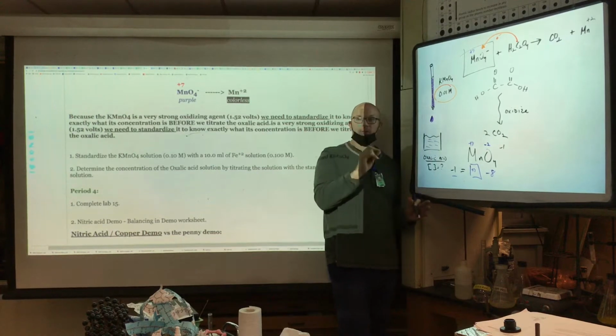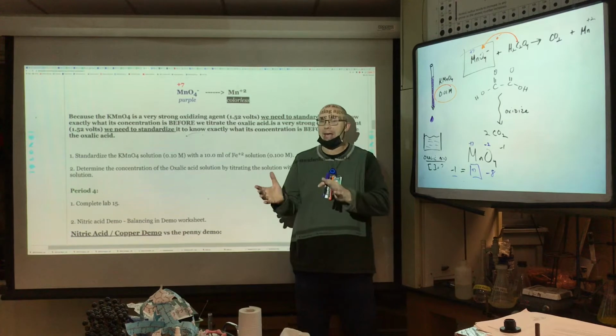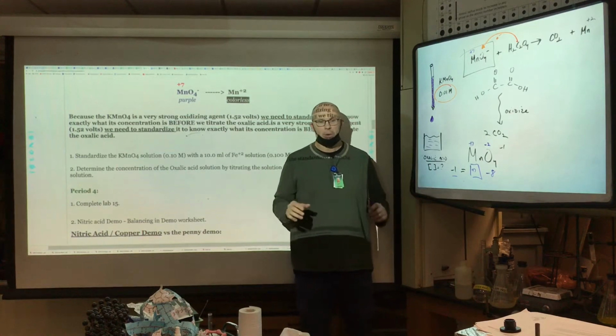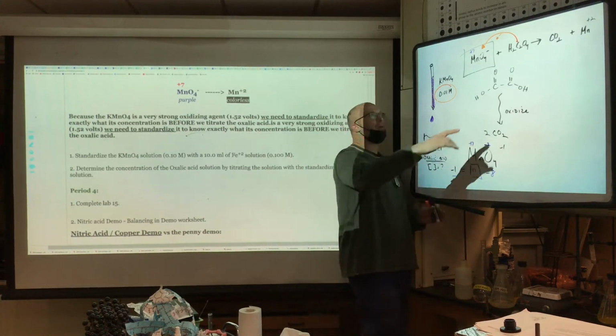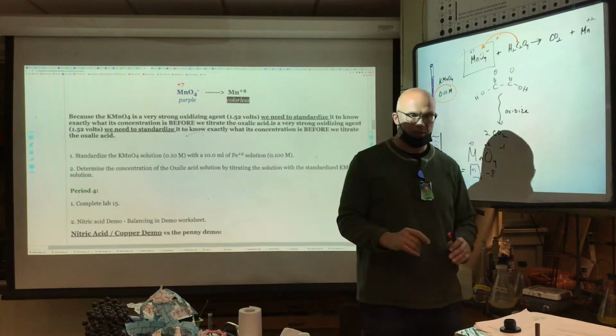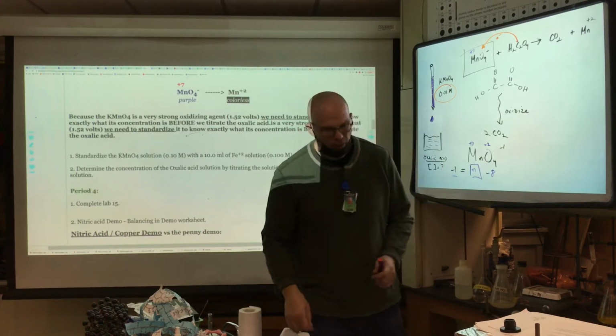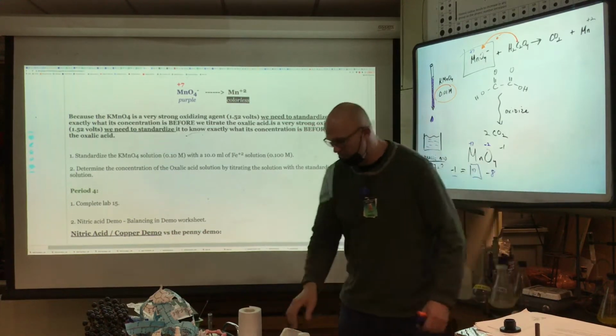So here comes the first step. We must standardize. Now, I'm not going to standardize with KHP because KHP is a weak acid. It's a strong base. We're going to standardize with something else that will lose electrons. So this is the first part in your lab. It's a standardization, and we're going to balance together. Okay, so let's do this first part. Let me talk about the standardization.